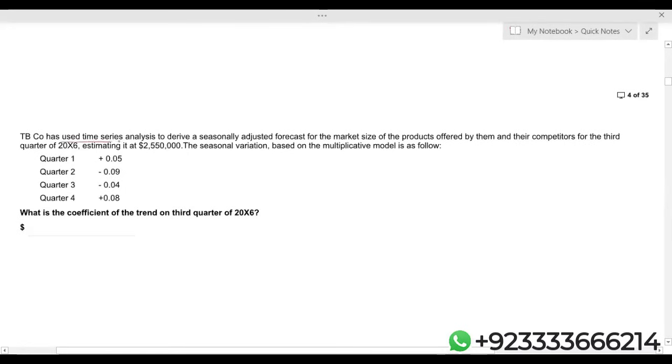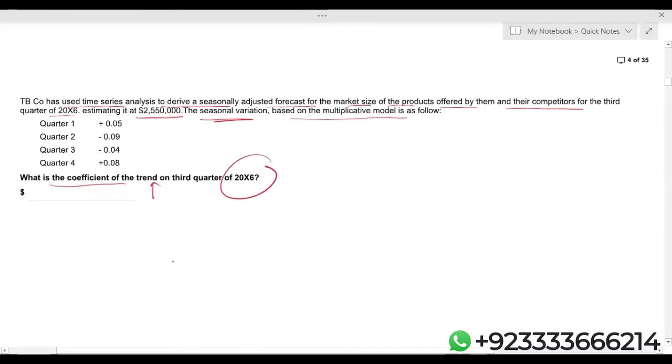TB company has used time series analysis to derive seasonal adjusted forecast for the market size of product offered by them and their competitor for the third quarter X6 estimated at 2.55 million. The seasonal variation is based on multiplicative model. So they have given us the seasonal variation also based on the multiplicative model. What is the coefficient of trend? Third quarter.